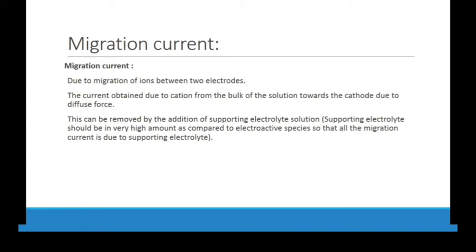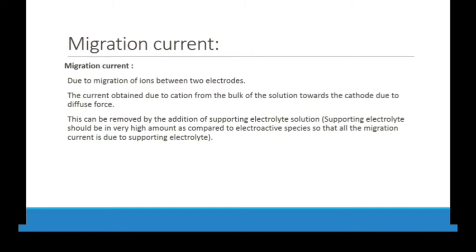When a small mercury drop appears at the bore of the capillary tube, the positive ions will start to move towards the cathode because there is a potential and they are attracted by the drop. This can be removed by addition of a supporting electrolyte. So if you have a solution and you have some ions and you want to analyze them, they start to move towards your cathode, which is the mercury drop. This current is known as migration current, but we don't need migration current in our experiment.